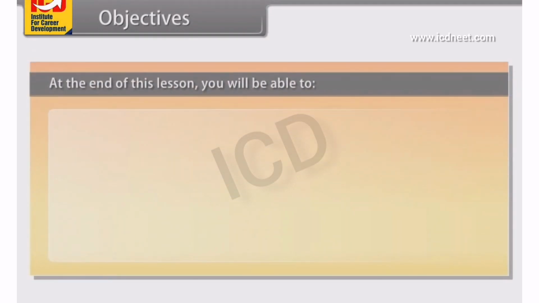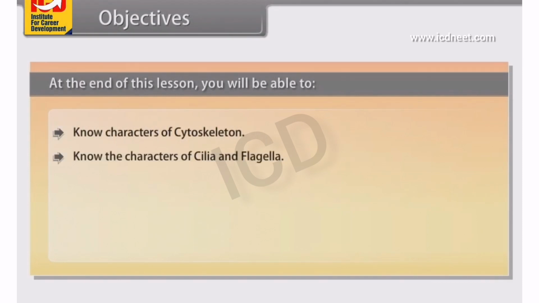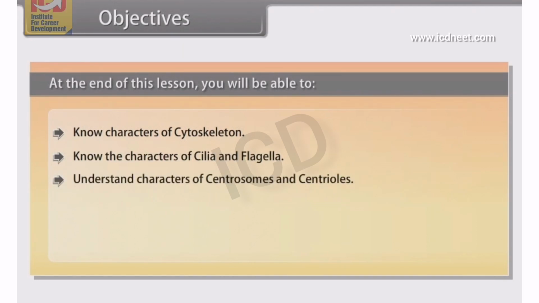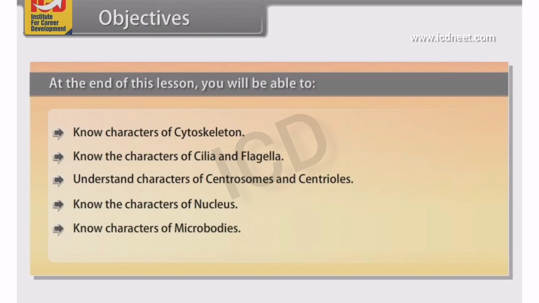Objectives. At the end of this lesson, you will be able to know characters of cytoskeleton, know the characters of cilia and flagella, understand characters of centrosomes and centrioles, know the characters of nucleus, and know characters of microbodies.